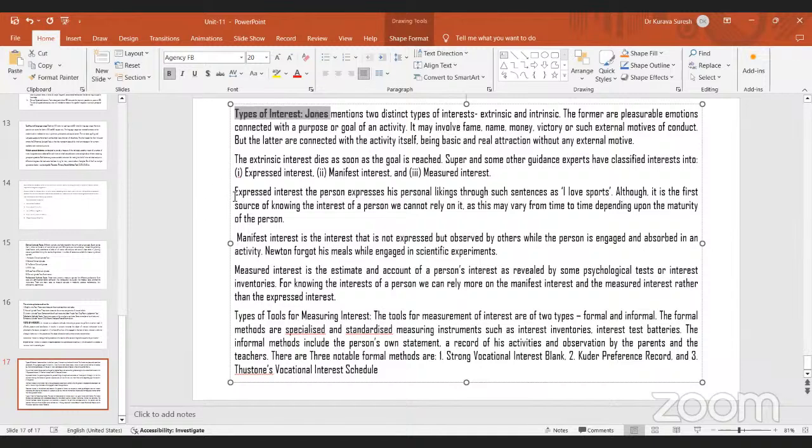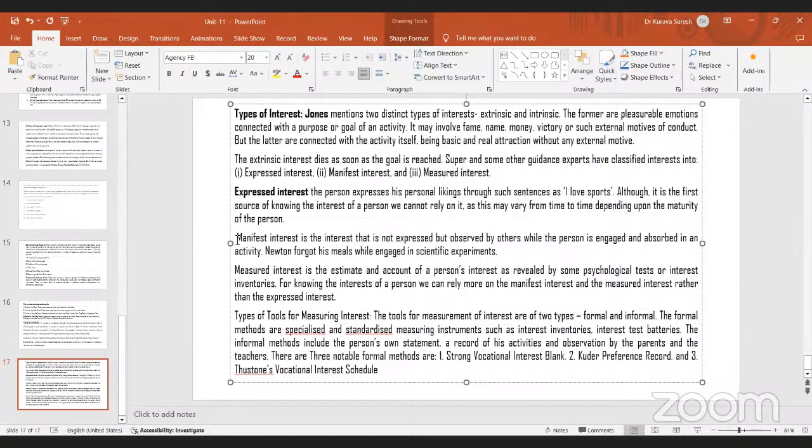Expressed interest is a person's expressed interest. What the person expresses is their personal liking, thoughts, such as the scenes of love and sport, and thought is the first source of knowledge. Interest is something a person cannot rely on, as it varies from time to time depending upon the maturity of the person.